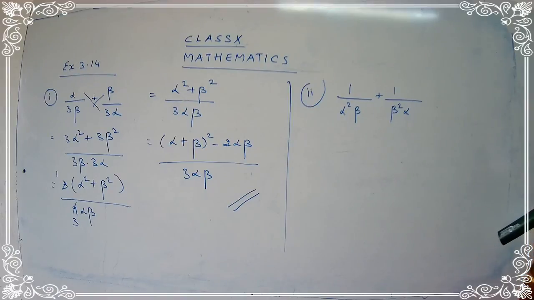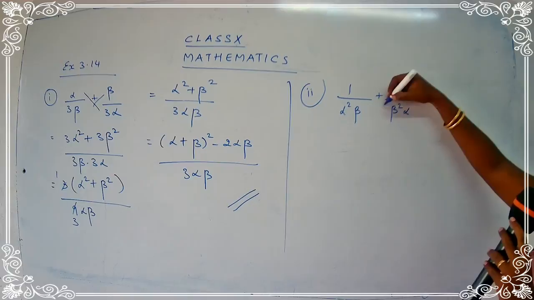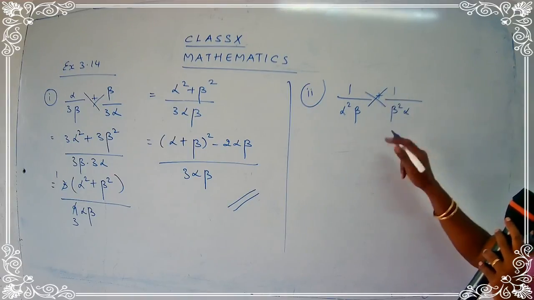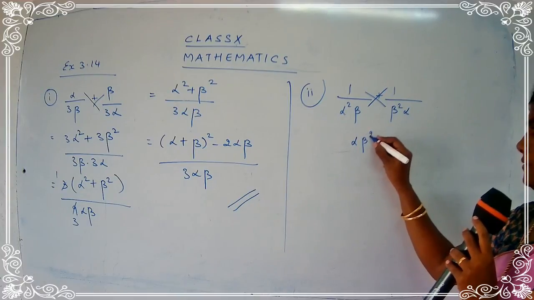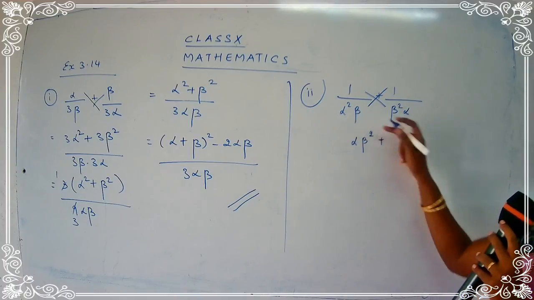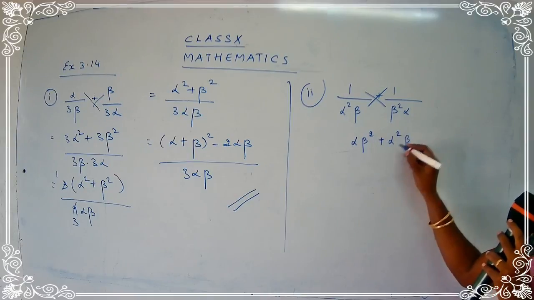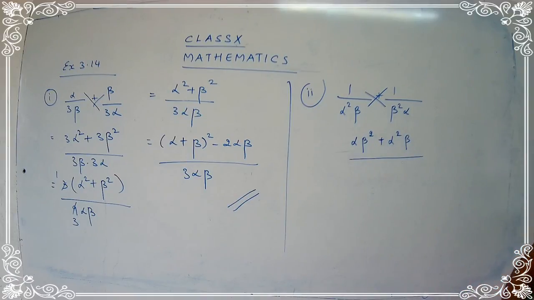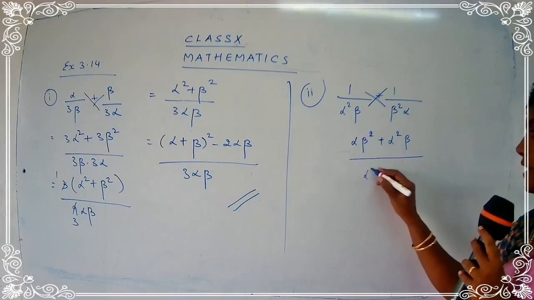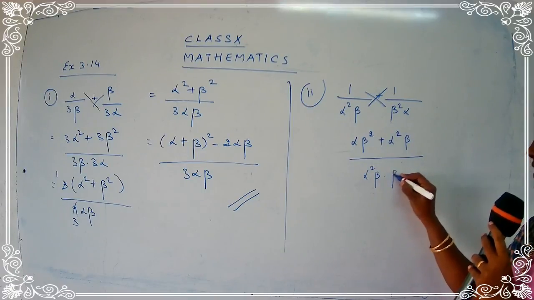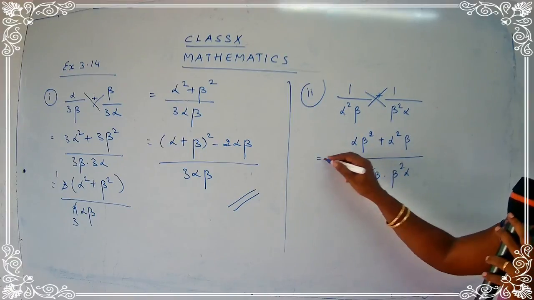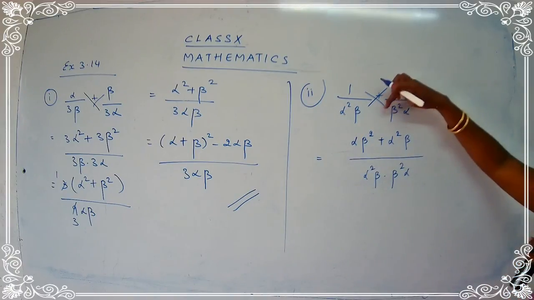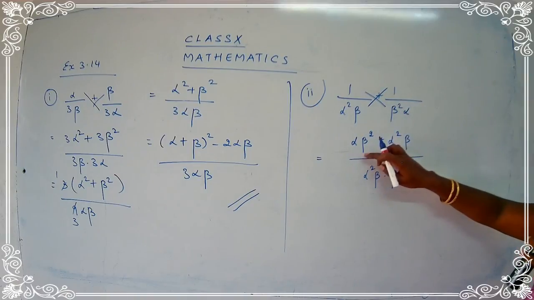So now again the same procedure, we are going to cross multiply and see what answer we get here. So let's cross multiply this. What do we get here? Alpha beta square plus alpha square beta upon alpha square beta into beta square alpha. This is just a simple simplification. We have just taken the cross multiplication. So 1 into beta square alpha, I have just arranged it.